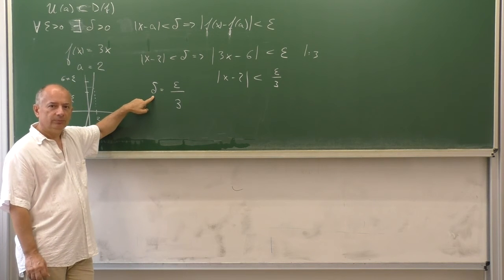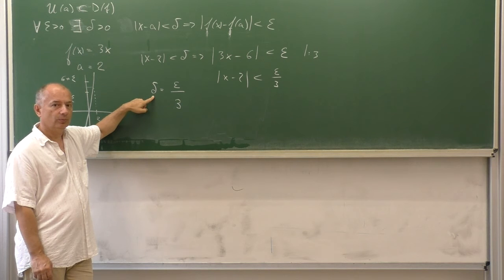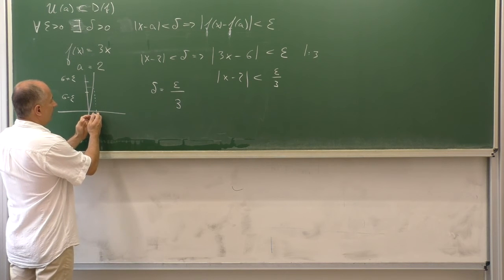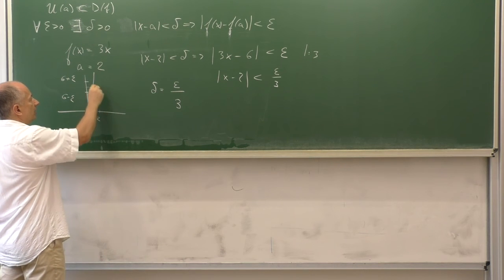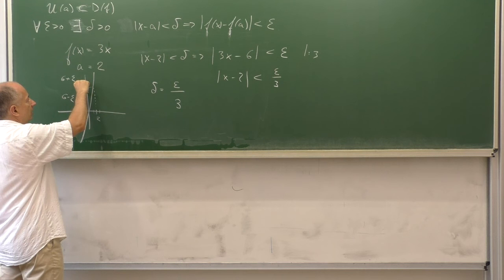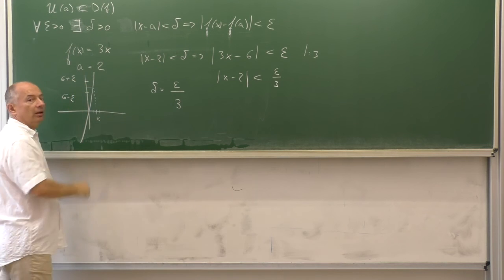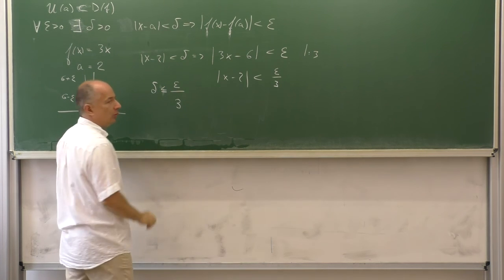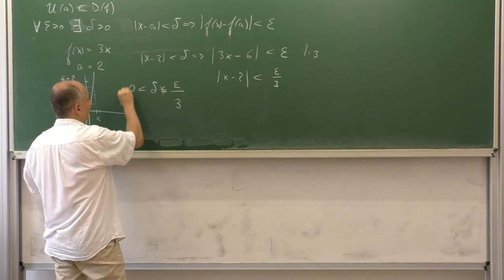Is this the only delta that works for the definition to show that the function is continuous? No. If you take lower delta, it's also good. Because if you take lower delta, you shrink this interval, and if these x values resulted in function values here, then if you make this smaller, it will be smaller, but it will still be in the interval. So we can say that any delta not more than epsilon over 3 will do, and we want delta to be positive.